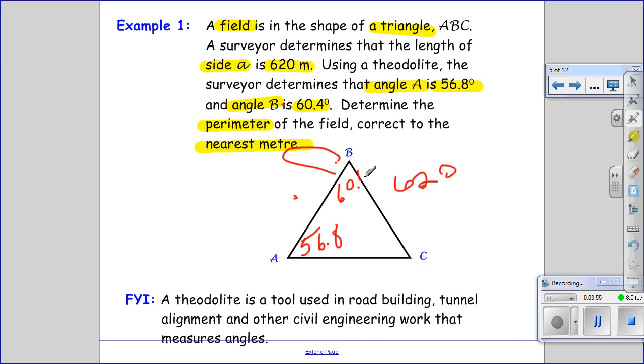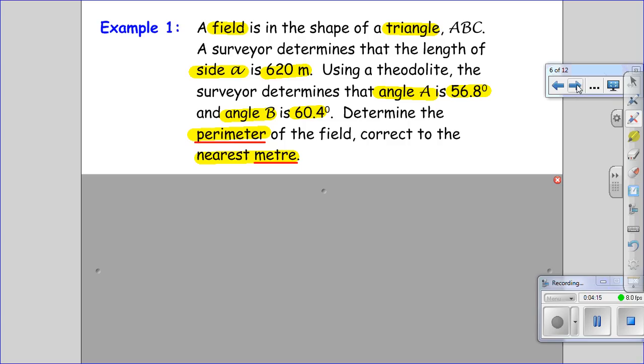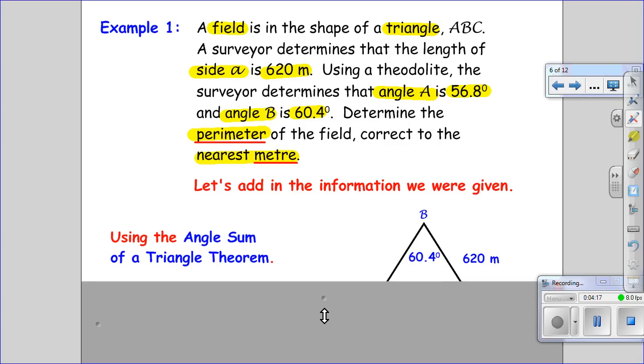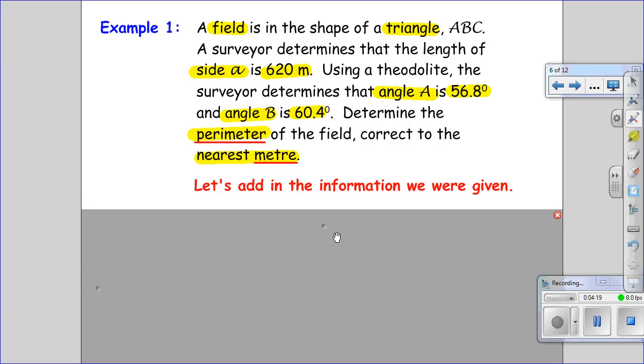So we've put all our useful pieces of information on our diagram. And we should have our degree symbol here on our angles, and we should have this labeled as meters. Determine the perimeter of the field to the nearest meter. So we're actually looking for the perimeter and we're looking to find it to the nearest meter. Fortunately, the next slide is a little cleaner and we're going to clean that up a bit so you guys can actually see things.